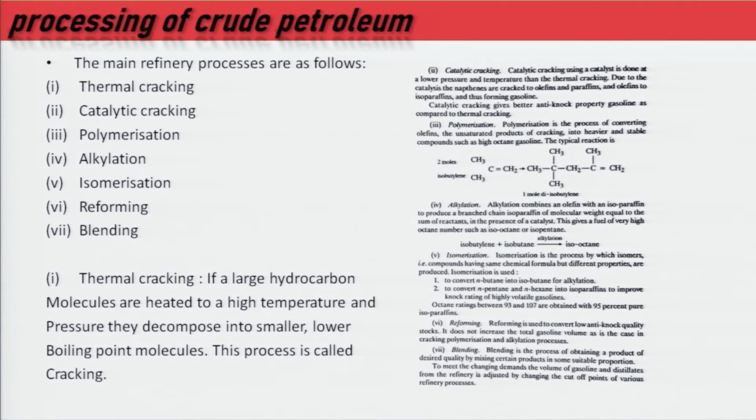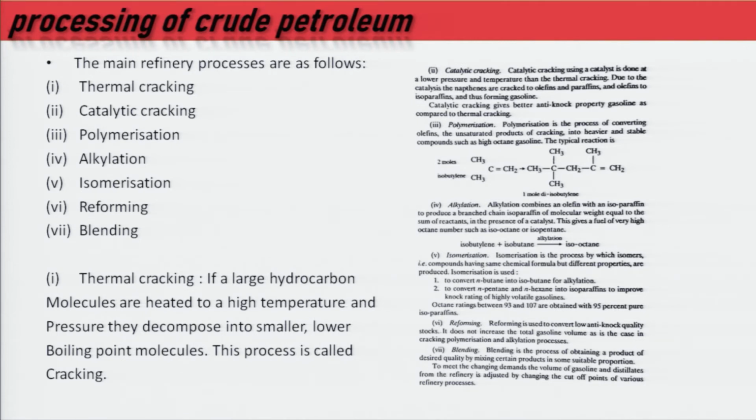Now, alkylation, another process. So, what is alkylation? Alkylation combines olefin with an isoparaffin to produce a branched chain isoparaffin of molecular weight equal to the sum of the reactants, in the presence of a catalyst. This gives a fuel of very high octane number such as isooctane or isopentane. So, this is also a chemical reaction, with the help of which we are able to increase its combustion quality or knock resistance.